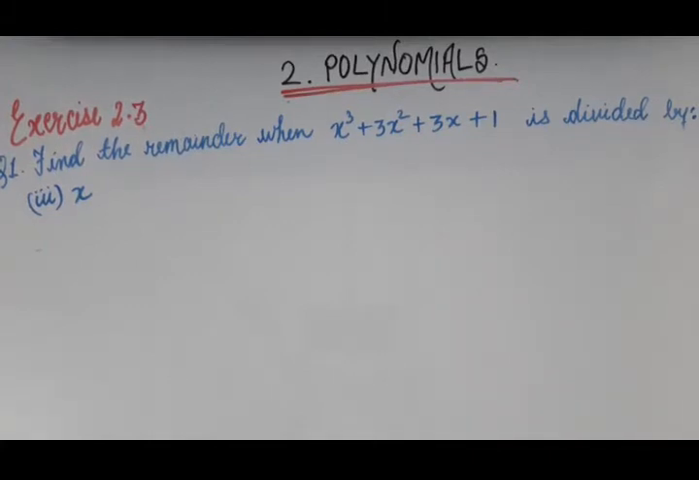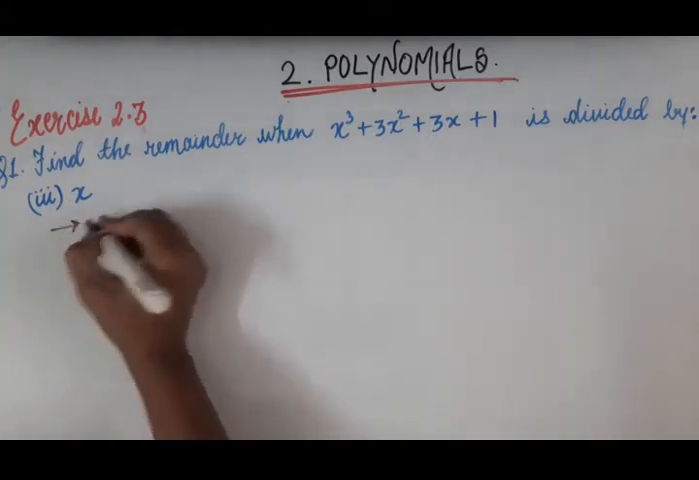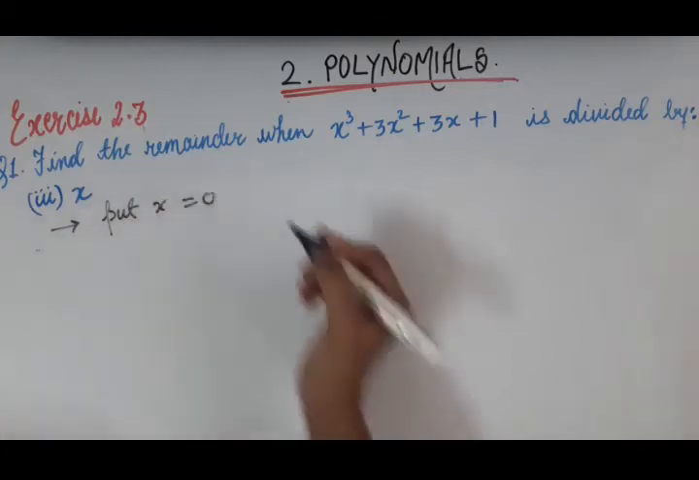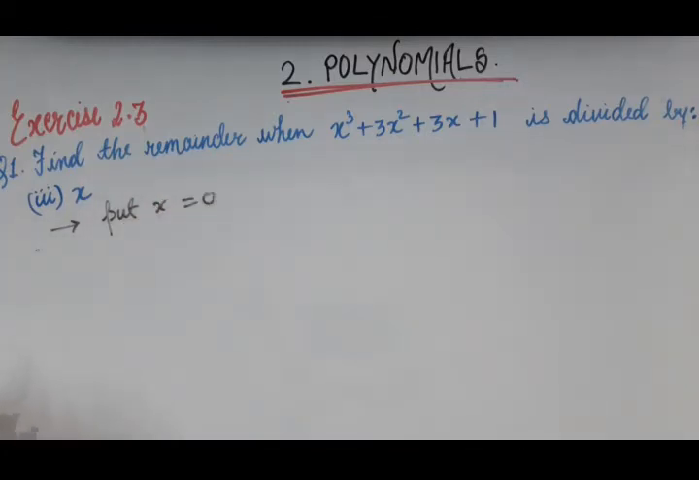Now the third question, divisor is x. So again find the zero of the divisor first to find the remainder. So put x is equal to 0. Your divisor is x, so put it equal to 0. So the value of x is 0. So 0 will be your zero for the given divisor.